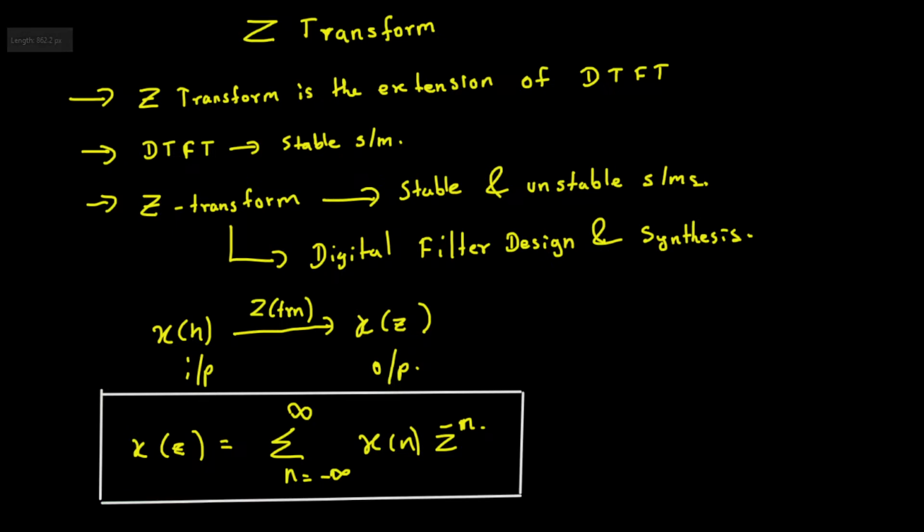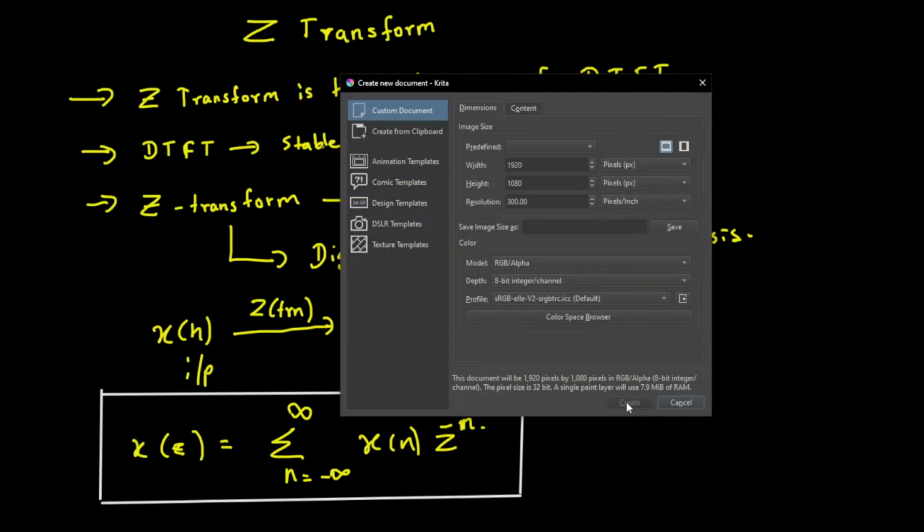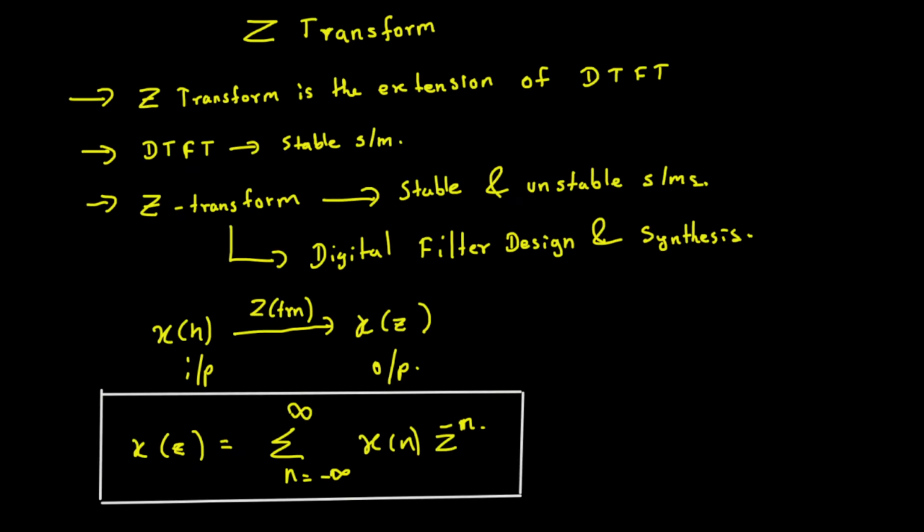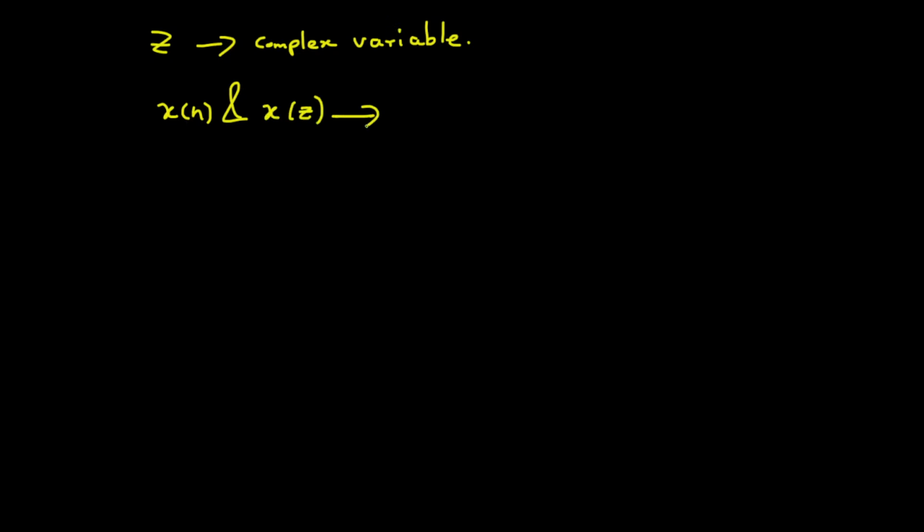Now let's go ahead and look a little bit further. So here in this equation, this z is nothing but a complex variable. That z represents a complex variable. And x of n is the input, and x of z is the output, and these two are called Z transform pair.